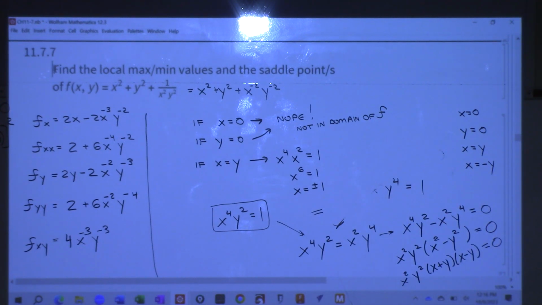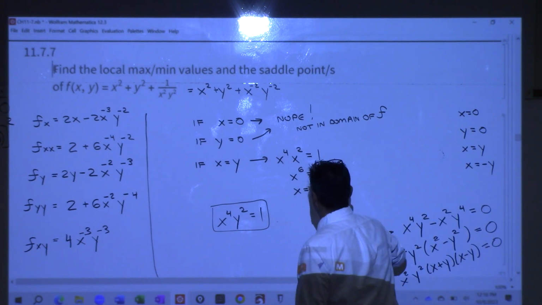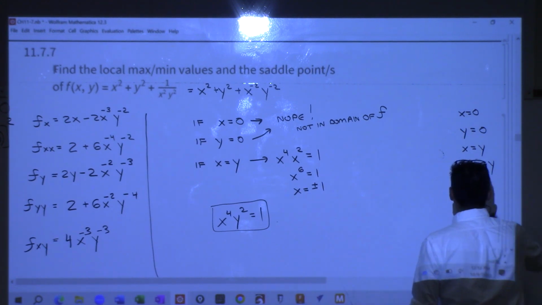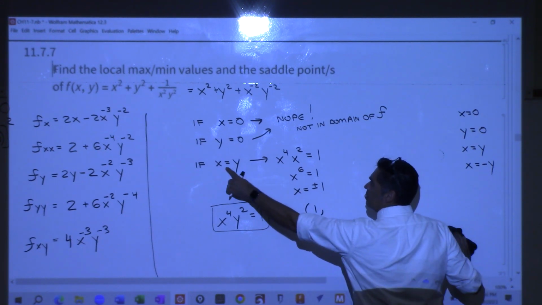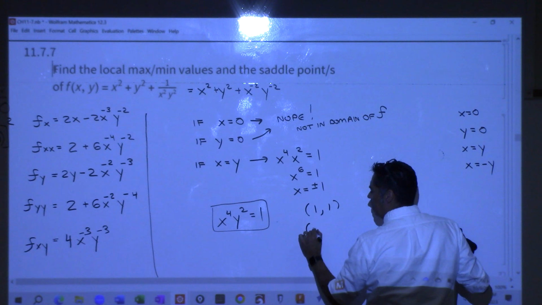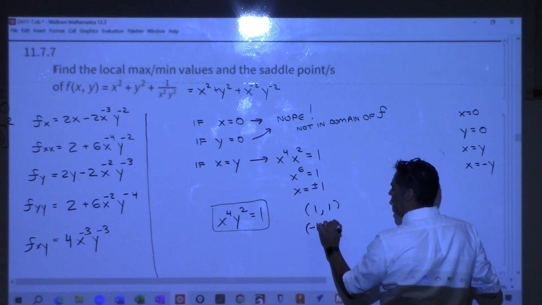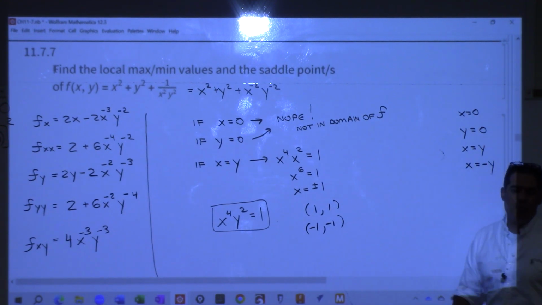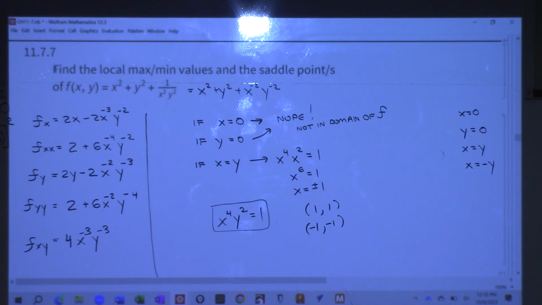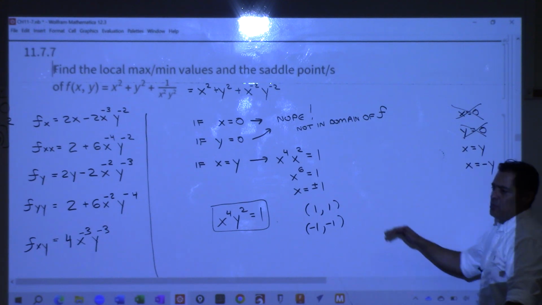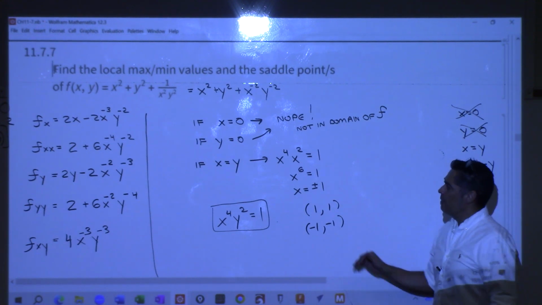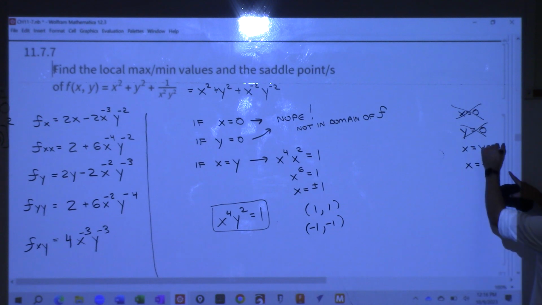Which means we have what points? x can be 1 and y is the same thing, or we could have negative 1 and then y would be the same thing. So I have 2 critical points so far, right? Questions there? So these 2 didn't work. When I let x be y, we have 2 critical points that come from it. I have one more thing to consider. So I've got that, check.